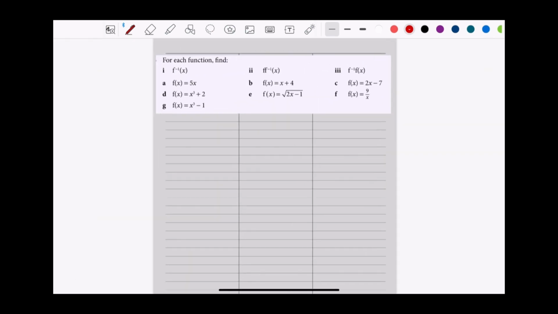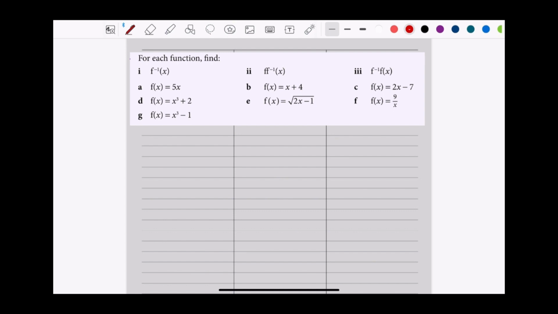Now let's look at some other questions here. In each of these functions you're supposed to find f inverse of x first, then f of f inverse of x. So there are two different things. Let's talk about them. I'll solve the first one, and let's take this as an example.